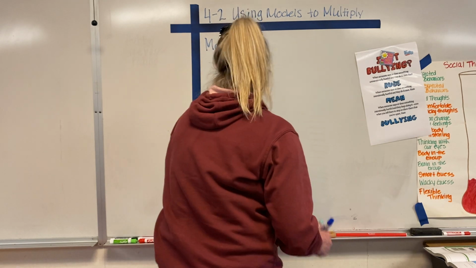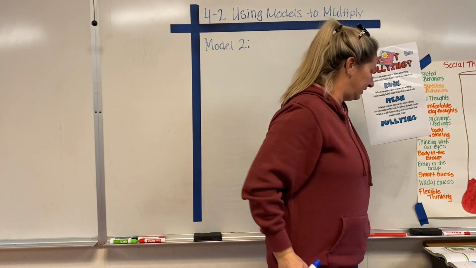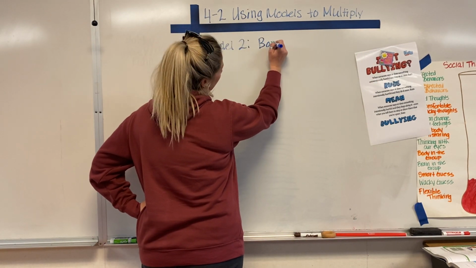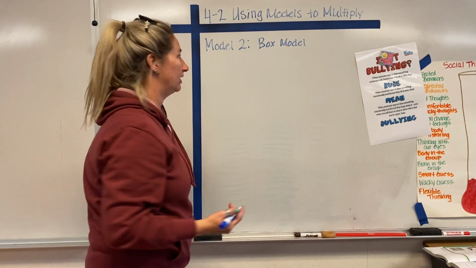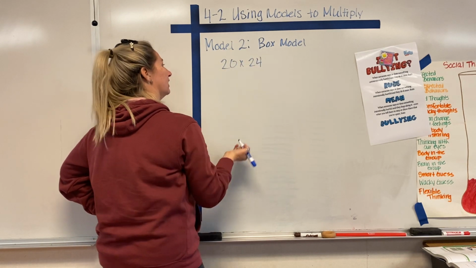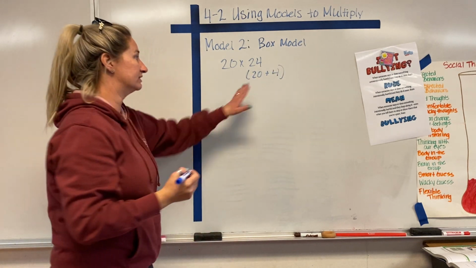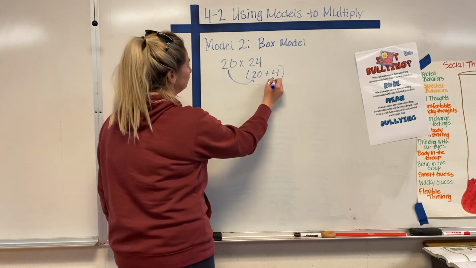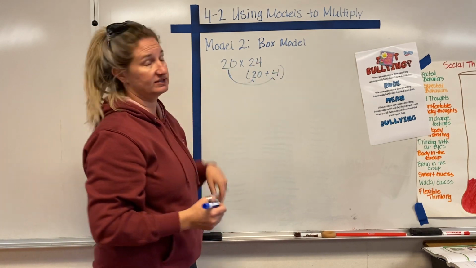Okay, so now we have model 2, which, I don't think they really give them names. I'm going to call it a box model. Okay, it's where you draw a box. So we're going to have the same problem, 20 times 24. I'm still splitting this into 20 plus 4, into its tens and its ones, and I'm still going to distribute the 20 to the tens and the ones of the second number.